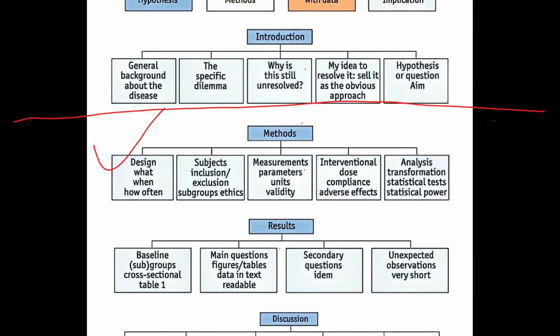They have to appear here in the method. Measurements, parameter units, and validity. Here, you tell us the measurements that you're going to use. How did you measure this? How do you measure this? For example, someone wants to talk about financial inclusion.